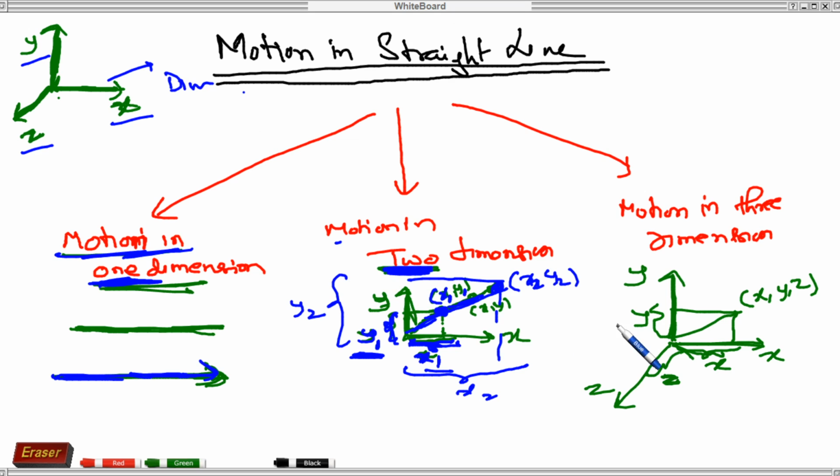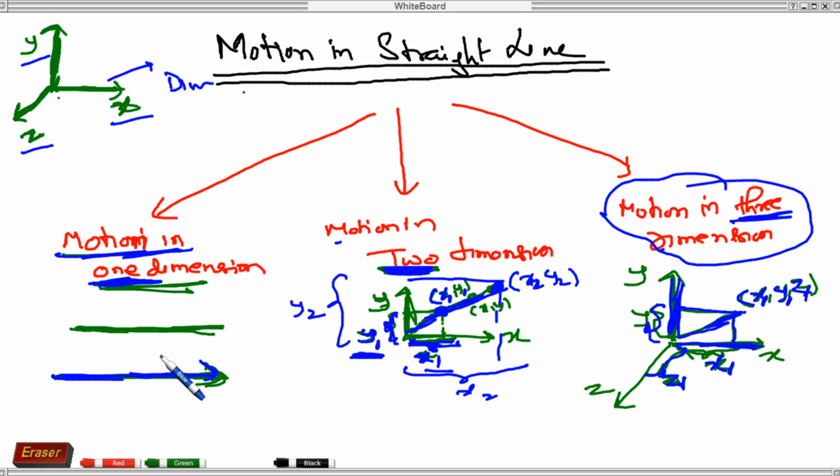When the motion is such that the coordinates are x, y, and z, suppose x1, y1, and z1, this means it traveled x1 distance along the x-axis, y1 distance along the y-axis, and z1 distance along the z-axis. Here we are having three dimensions, so we are considering all three: x, y, z. This is what is called motion in three dimensions.